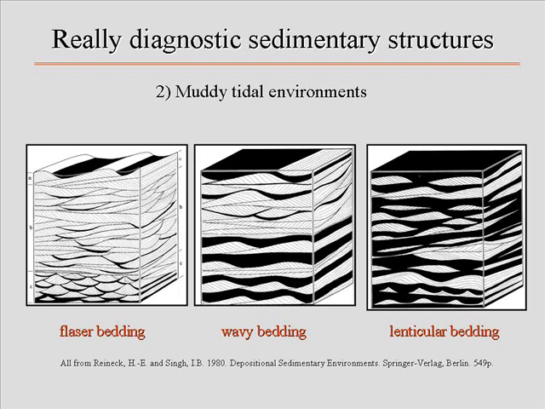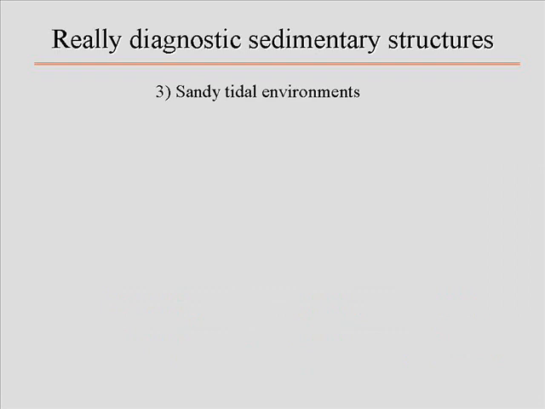Mud-dominated tidalites are called lenticular bedding. And those that are halfway in between are called wavy bedding. Again, to the best of my knowledge, if you ever see this type of material, you know you're on a tidal flat somewhere and you're subjected to big tides. Again, very, very diagnostic.